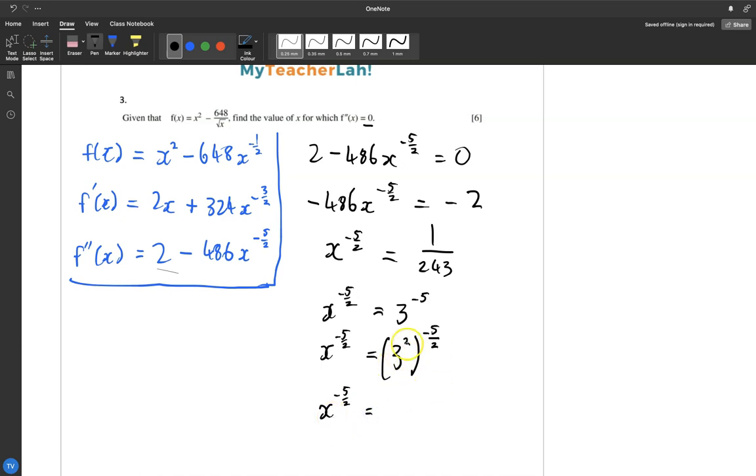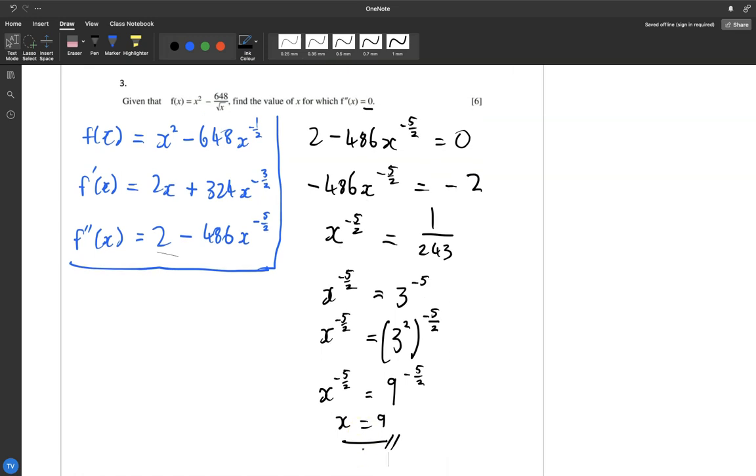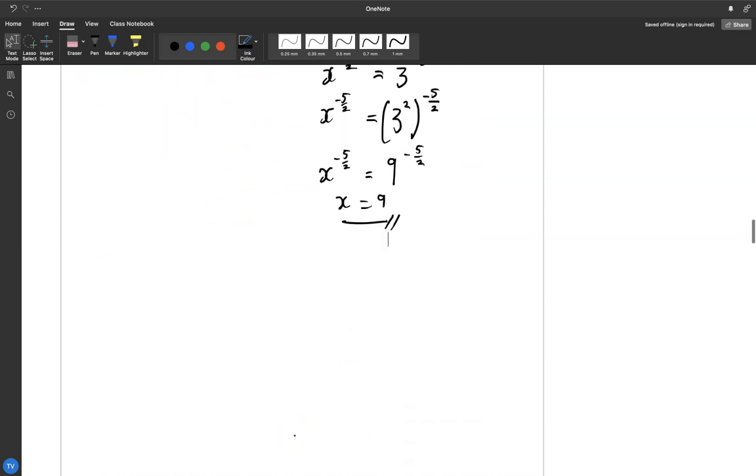All right, so 3 squared, I'm going to get 9. Now it's a lot clearer that this is now equal to this, right? Therefore, x must be equal to 9. You can check again in your calculator. This and this, 3^(-5) should be equal to 9^(-5/2) if you're not very sure. All right, so that's basically how to solve this question. All right, let's go on.